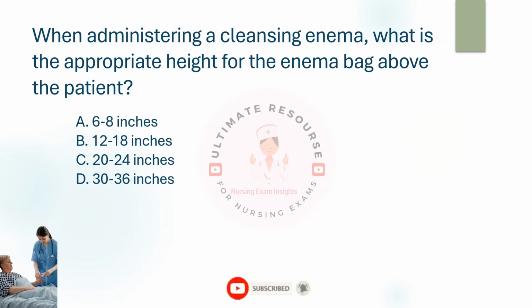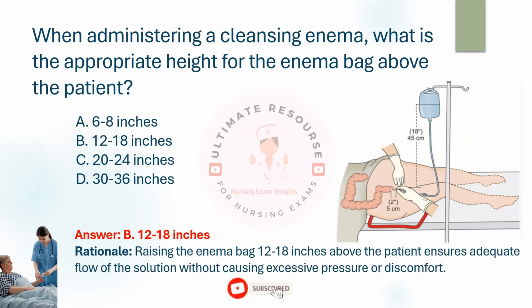When administering a cleansing enema, what is the appropriate height for the enema bag above the patient? Options are A. 6 to 8 inches. B. 12 to 18 inches. C. 20 to 24 inches. D. 30 to 36 inches. The answer is 12 to 18 inches. Raising the enema bag 12 to 18 inches above the patient ensures adequate flow of the solution without causing excessive pressure or discomfort.